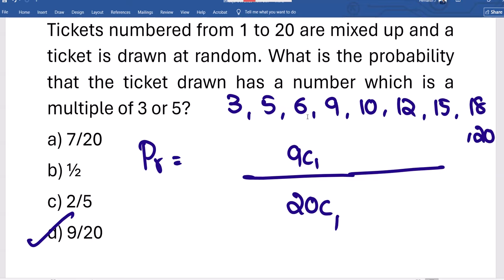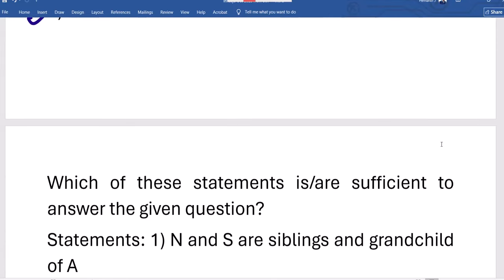66 plus 40 minus how many are divisible by 15? Means divisible by 3 and divisible by 5. That should be removed. So that's the approach I'll recommend where it is 1 to 200. As it is 1 to 20, write the list directly.